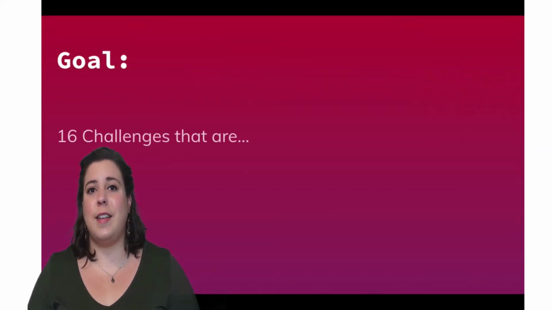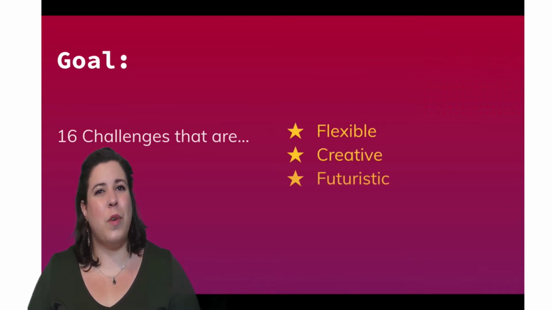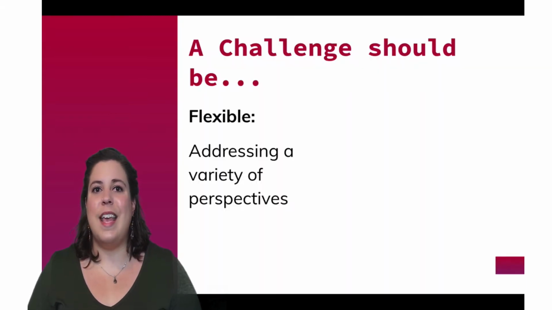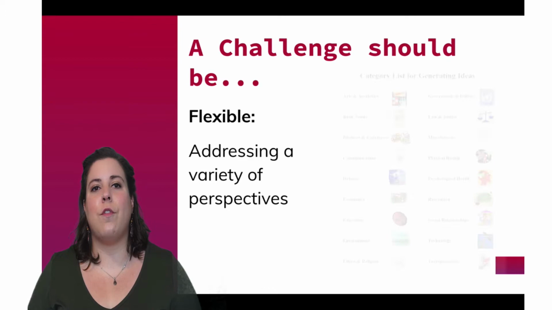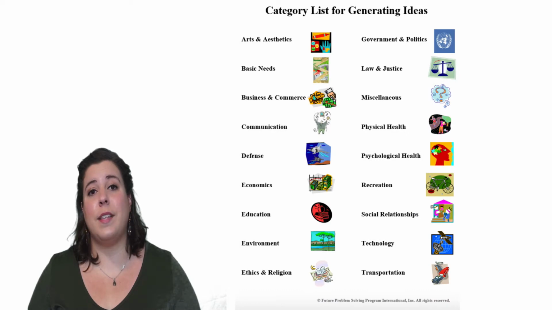Your goal in step 1 is to find 16 challenges that are flexible, creative, and futuristic. But what does that mean? If you have flexible challenges, it means that you have challenges that address a variety of different perspectives. The FPS category list is a great way to spark ideas from many different viewpoints. Keep in mind that it's not a checklist, but a way to spark ideas when you're brainstorming challenges.